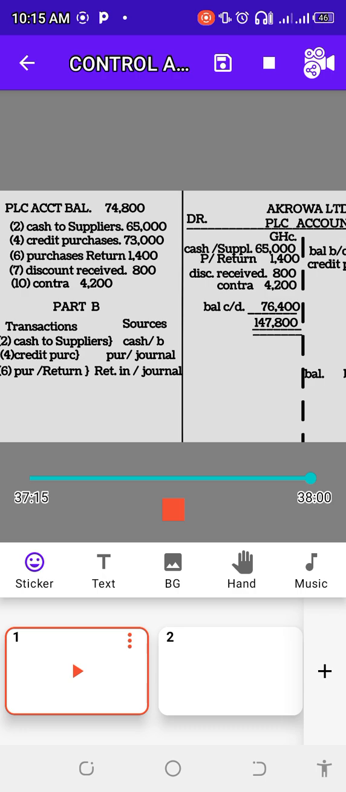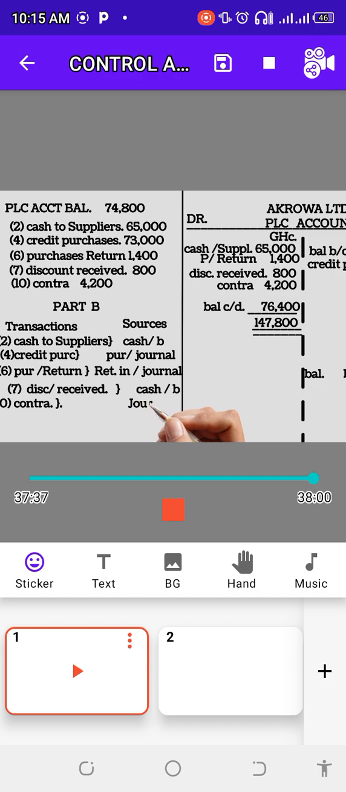And the next one, which is item 7, is discount received. The source of information is the cash book. And contra, which is a set-off, the source of information is the journal proper or the general journal.